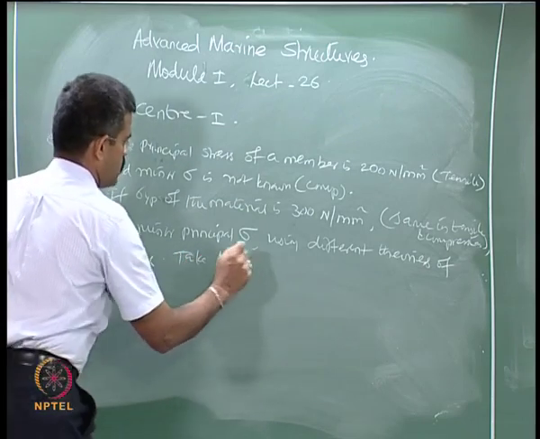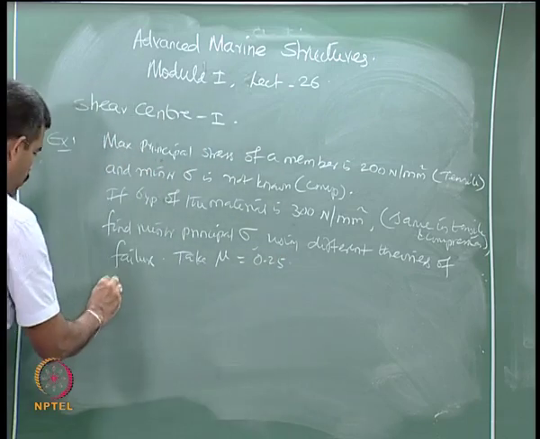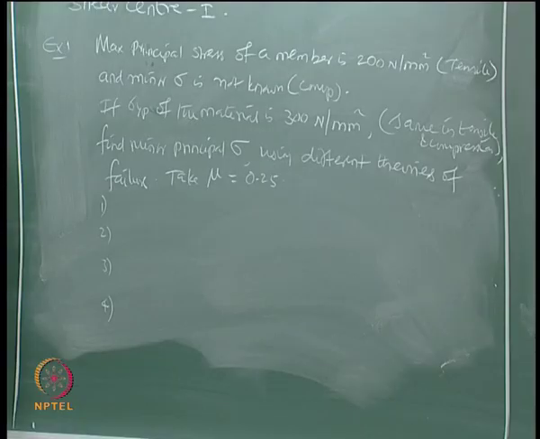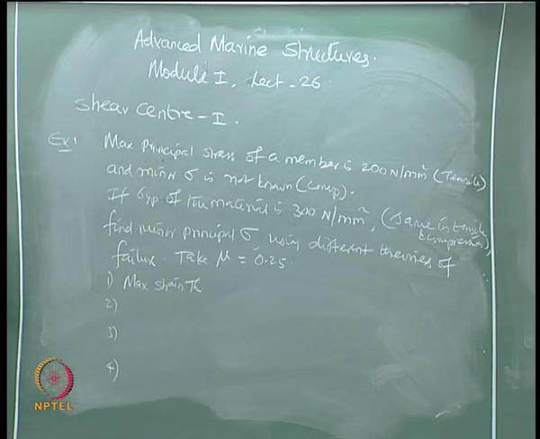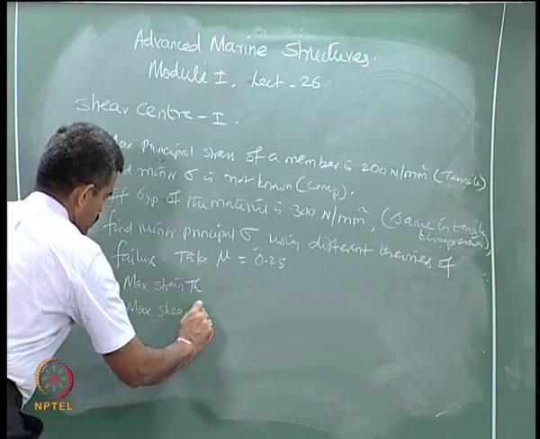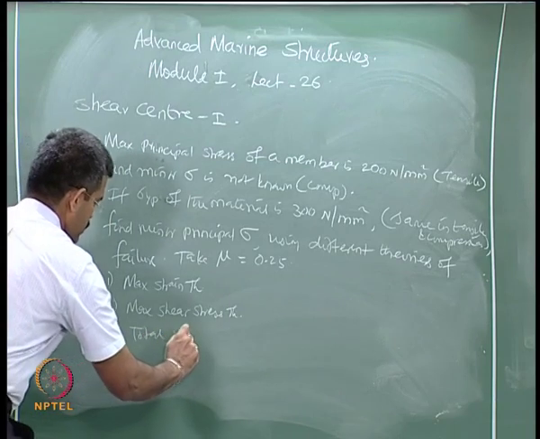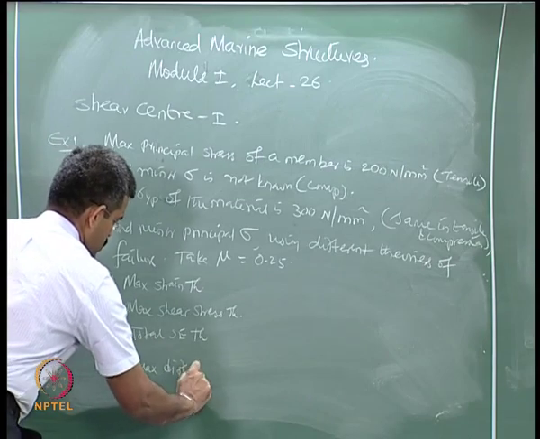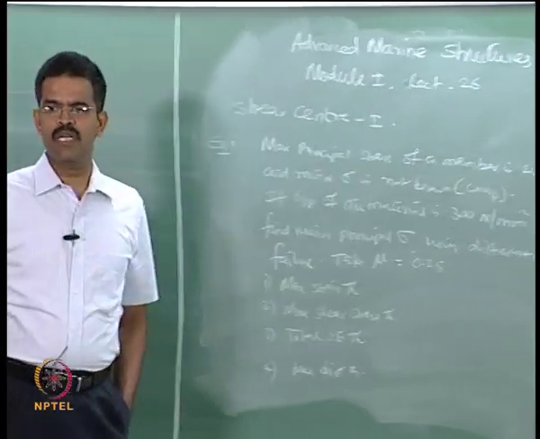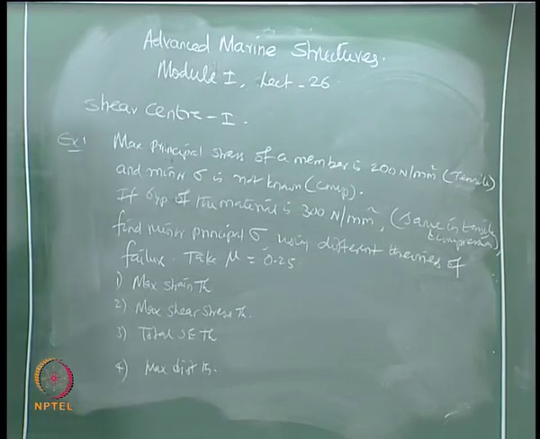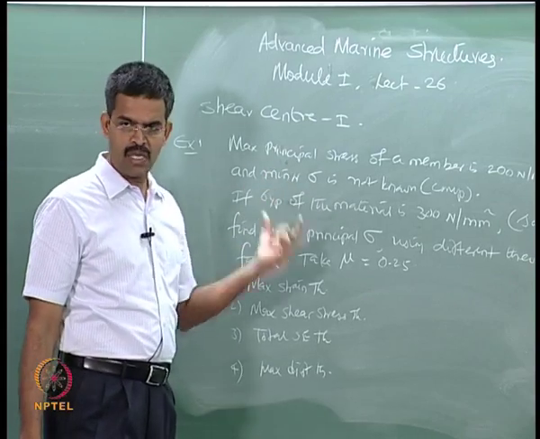Now take mu for the material as 0.25. So the following theories should be used: maximum strain theory, maximum shear stress theory, total strain energy theory, and maximum distortion theory. Read the problem, think about it for a few minutes, let us see how we will solve this problem. You have the governing equations of all the theories I gave you in the previous lectures. Please turn them back and be ready with the equations and read the problem, what is given and what is asked and how do we handle this problem.